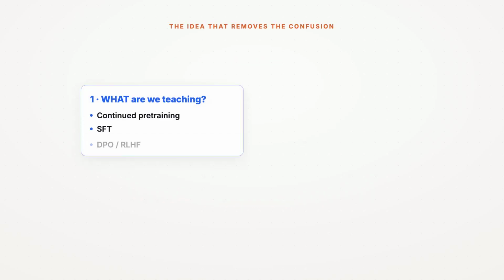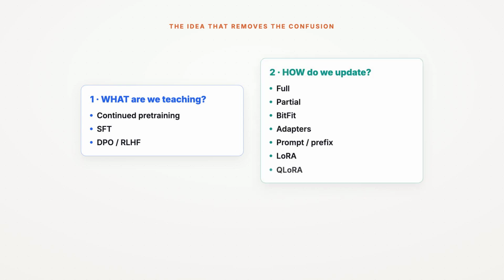Here's the idea that clears up all the confusion. There are two separate questions. One, what are we teaching? Two, how are we updating the model? So SFT and LoRA are not rivals. SFT is the data and the goal. LoRA is which weights change. You can run SFT with full fine-tuning, with LoRA, or with QLoRA. Keep these two apart and everything else falls into place.